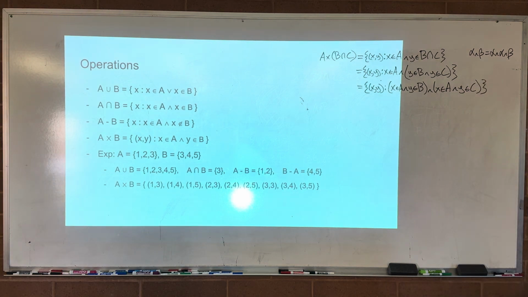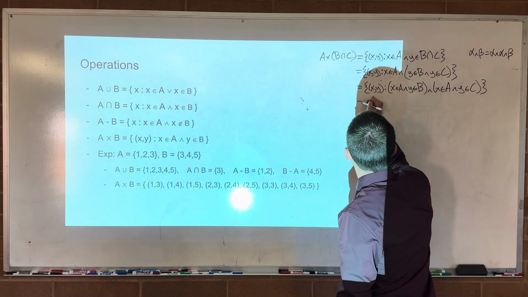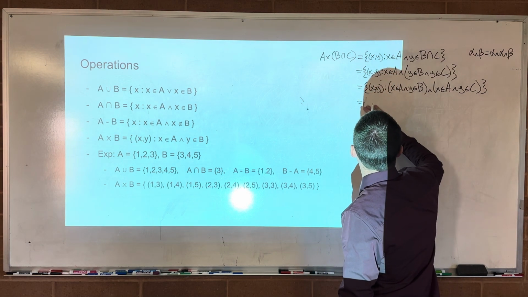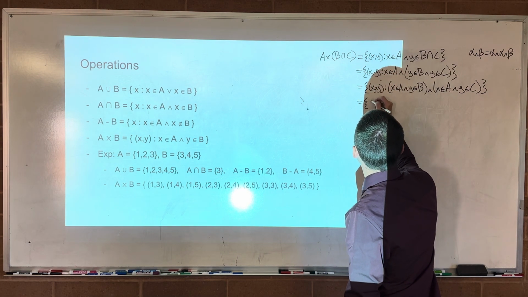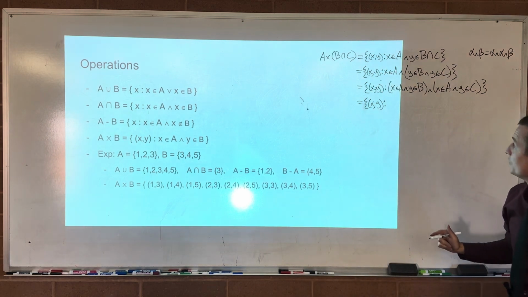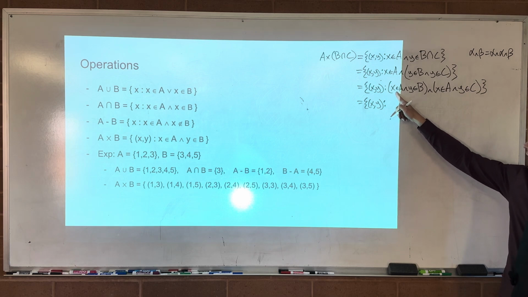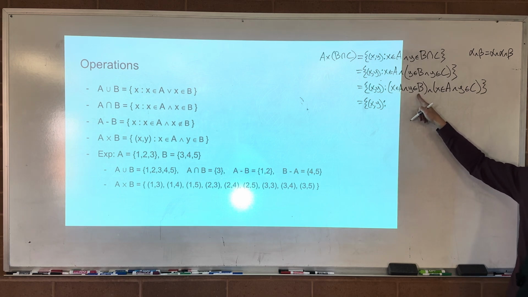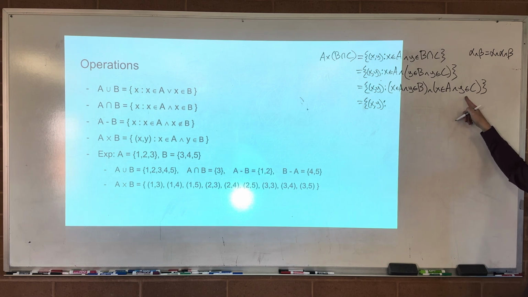So I didn't change anything. I'm still saying the exact same thing I was saying before. Right? So now this is equal to the set of all (x, y) such that x is in A and y is in B, and x is in A and y is in C.